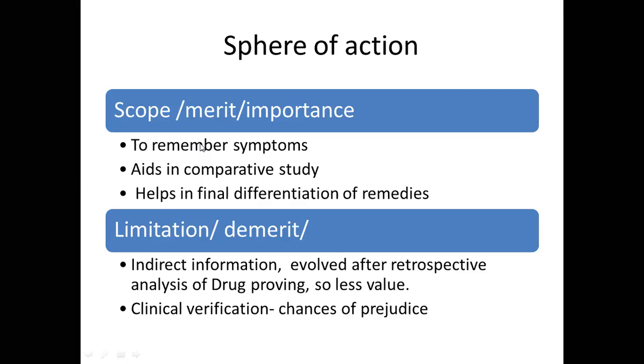But Nux vomica has action on the upper GIT. So in case of Nux vomica, rather than the symptoms of diarrhea, it will be more for symptoms like burning in chest, eructations, bitter eructations, indigestion, etc. And it further helps in the final differentiation of remedies. Now, how does it help in the final differentiation of remedy?